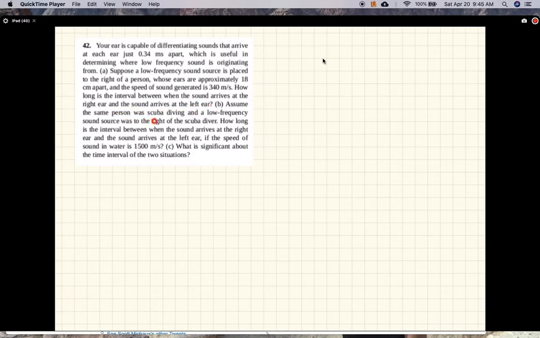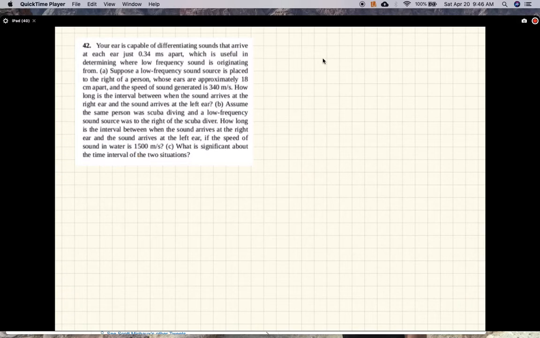Assume the same person was scuba diving and a low frequency sound source was to the right of the scuba diver. How long is the interval between when the sound arrives at the right ear and the sound arrives at the left? If the speed of sound in water is 1500 meters per second, what's significant about this?